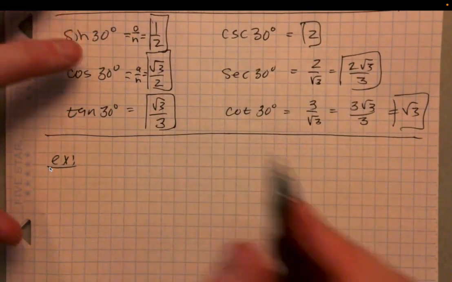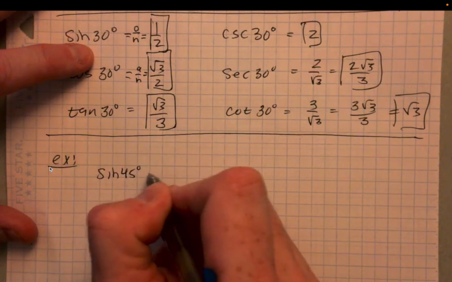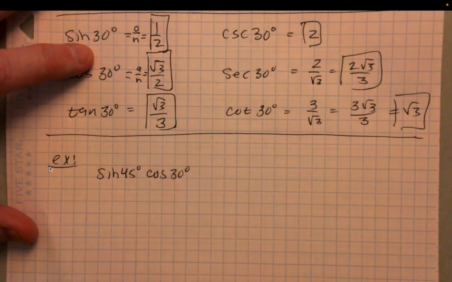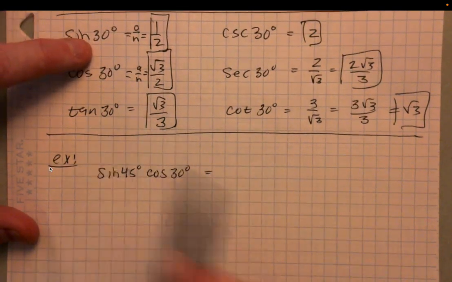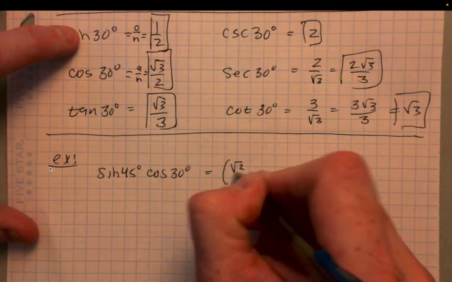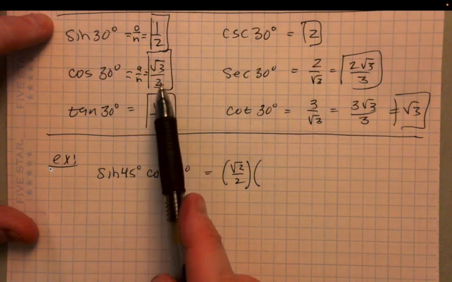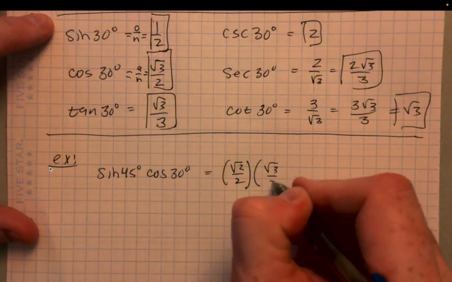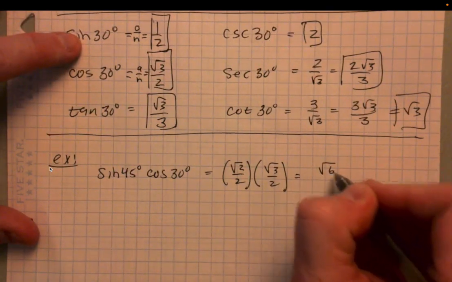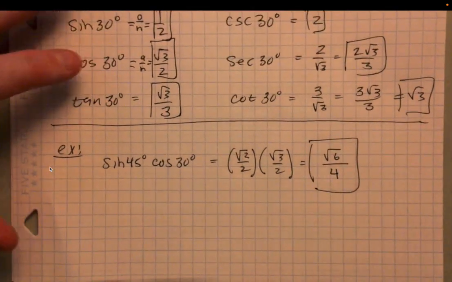What is the exact value of sine of 45 degrees times the cosine of 30 degrees? Well, again, just kind of looking up above, we saw that the sine of 45 degrees was the square root of 2 over 2. And the cosine of 30 degrees, we just found it, it's square root of 3 over 2. Okay, and so we can multiply these together and we get the square root of 6 over 4. Okay.